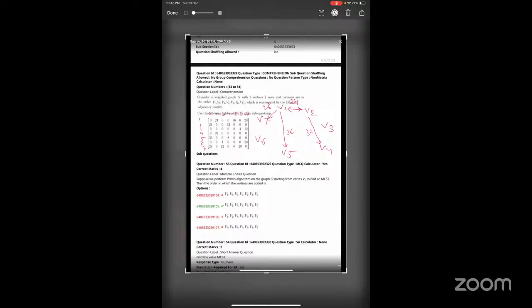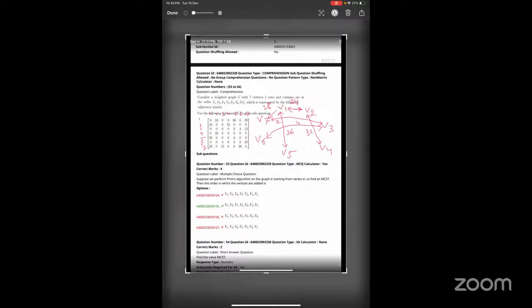Then 3 to 6, that means this with 4. Then 3 to 7 means this with 12. Then 4 to 2. Okay, this is symmetric. That means the graph is undirected, na? Yes, ma'am. So it's complete. This is the graph, no?